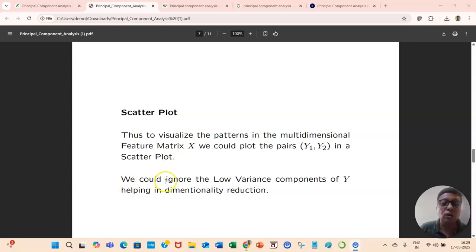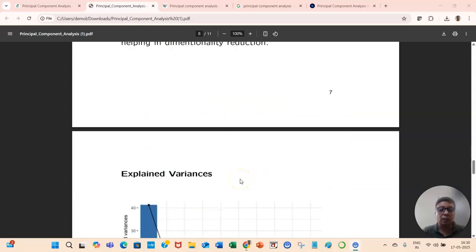We could ignore the low variance components of Y, helping in dimensionality reduction. So we have the dimensionality p of the actual feature matrix. Now we can ignore several low-variance principal components of Y, and we can work with lower dimensional data with effective results. So that's the use of principal component analysis.